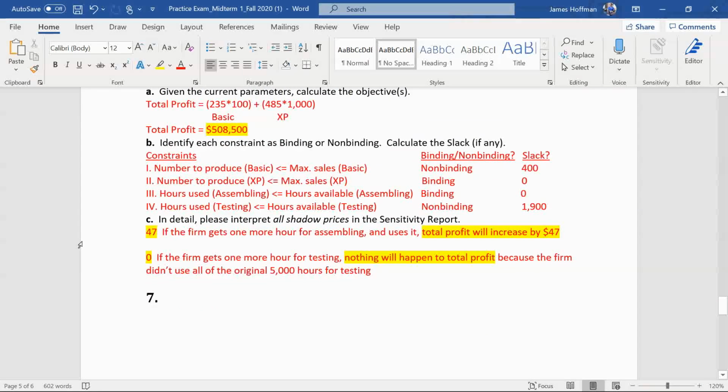Okay, so questions on this one or the constraints or interpreting the shadow prices?